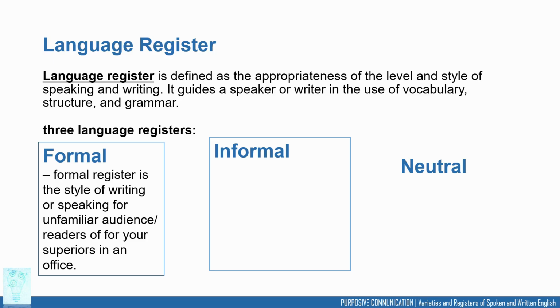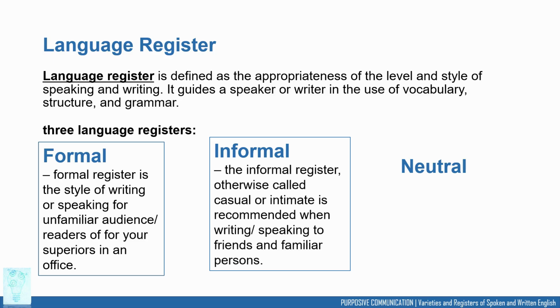Informal is otherwise called casual or intimate. It is recommended when writing or speaking to friends and familiar persons. So if your audience are your friends and familiar persons, you'll use an informal register. So know your audience when you write, or the audience of your message, whether spoken or written.